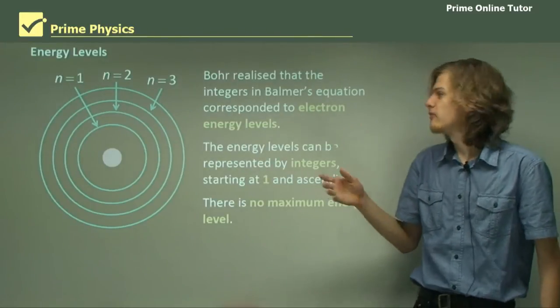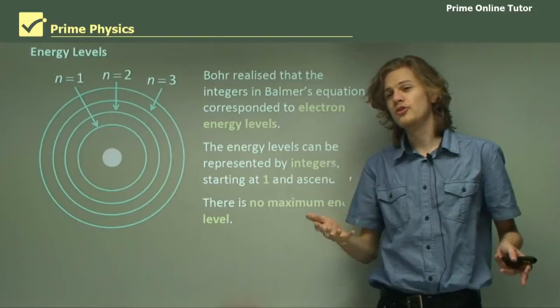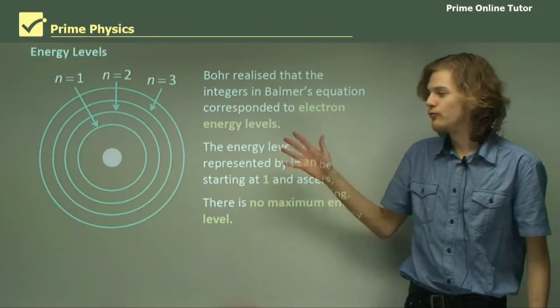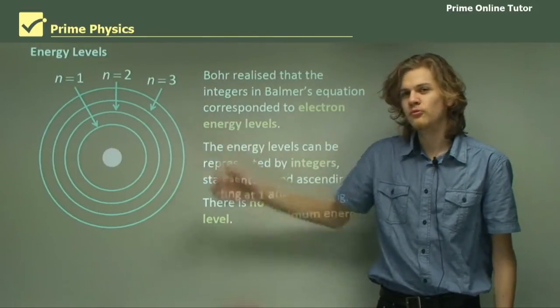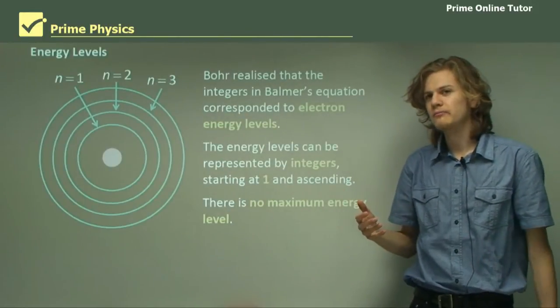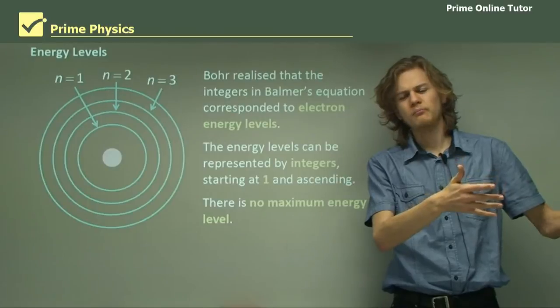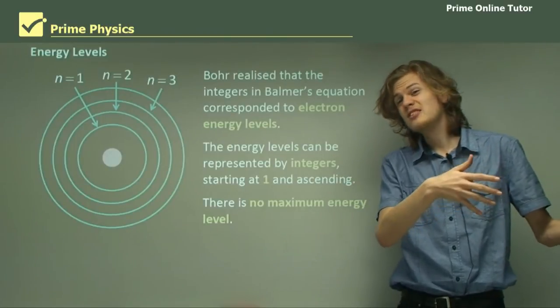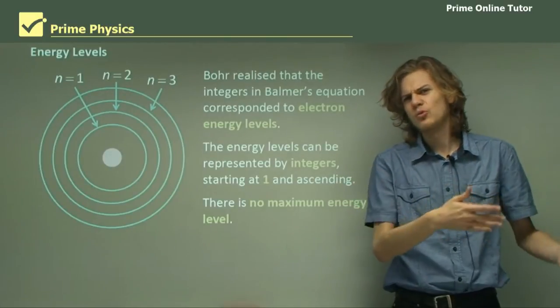But as it turns out, the higher the energy level, the closer it is to the previous one. So if we went to 4, it would be pretty close to 3. If we went to 5, it would be even closer to 4. And if we ended up going to 13, it would be still pretty close to 10, 11, and 12.